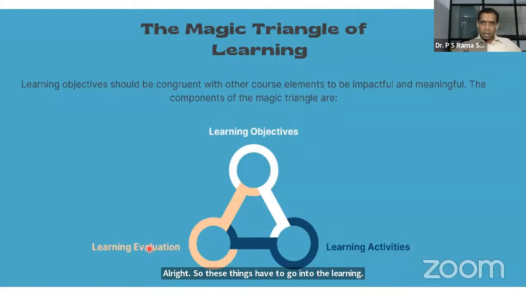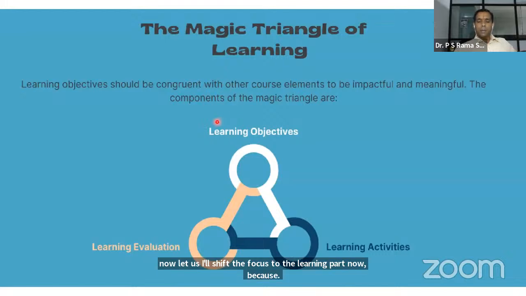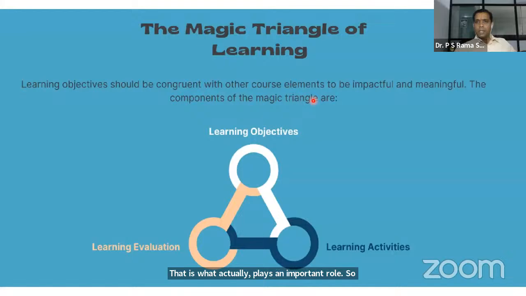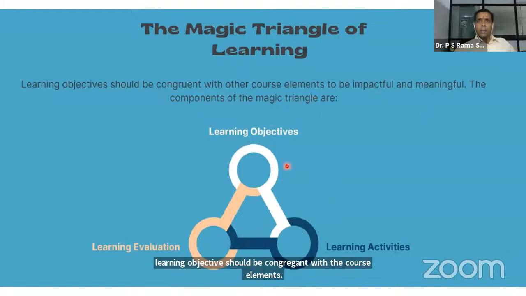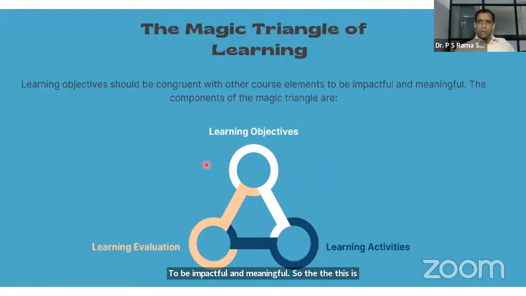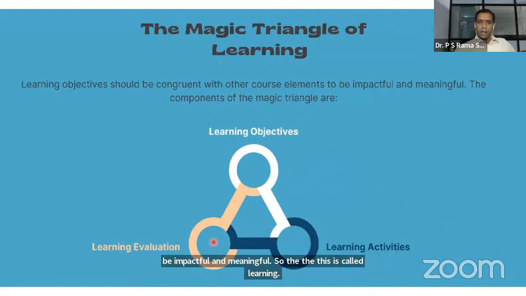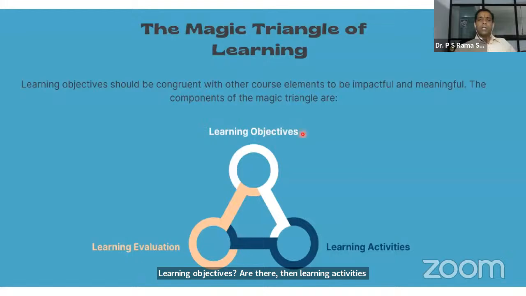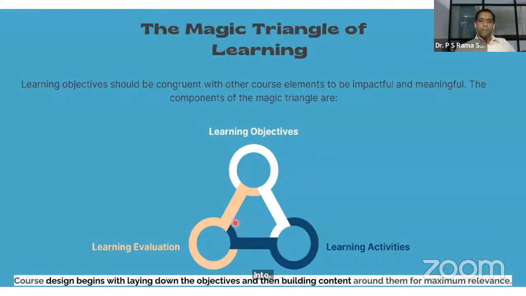So now I'll shift the focus to the learning part, because that is what actually plays an important role. Learning objectives should be congruent with the course elements to be impactful and meaningful. This is called the magic triangle of learning. Learning objectives are there, then learning activities, and then learning evaluation. All these three should sync into the theme of the curriculum.